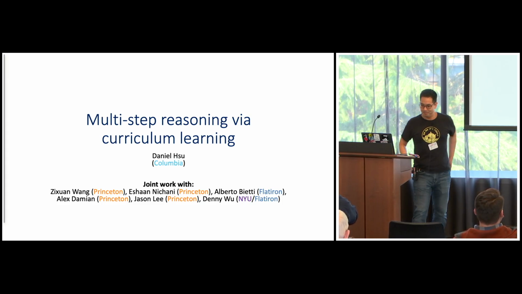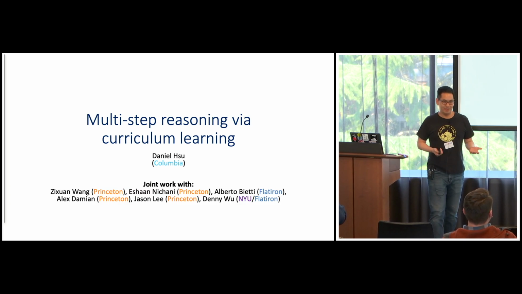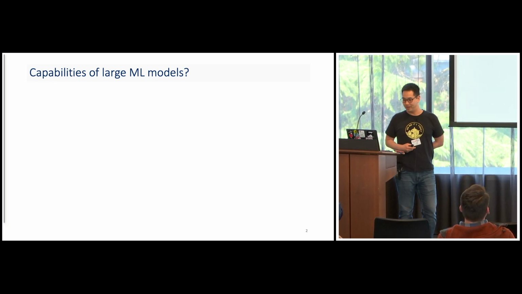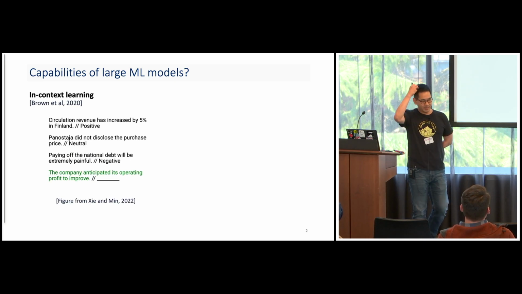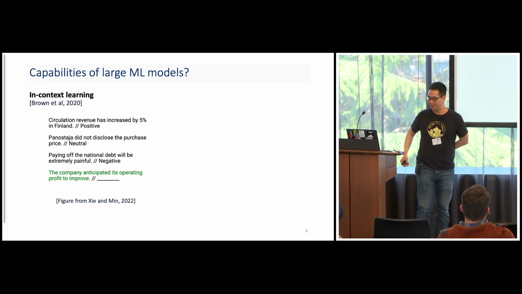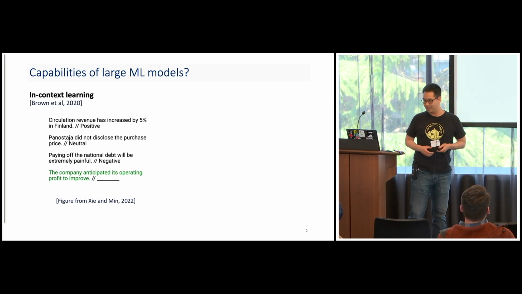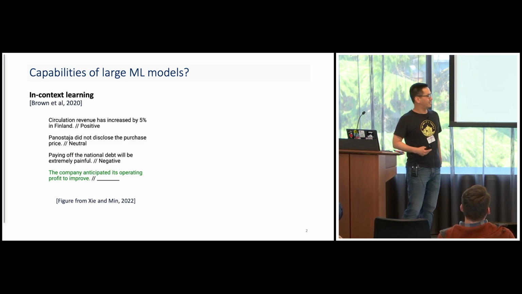So this is about multi-step reasoning and curriculum learning. It's motivated a lot by, as you might guess, these really large language models or machine learning models, where we've started to see that they have these very interesting capabilities. One that really stuck with me when I first learned about it was this phenomenon that people called in-context learning, which changed the game on how we use machine learning these days.